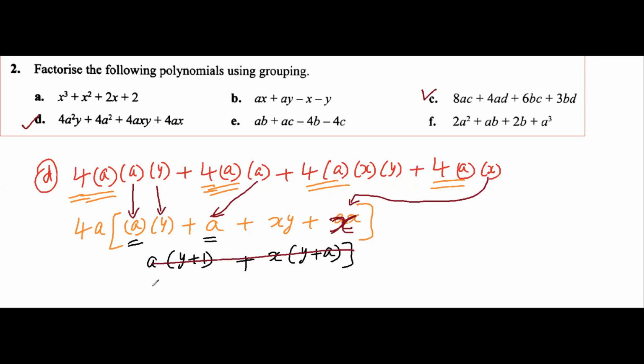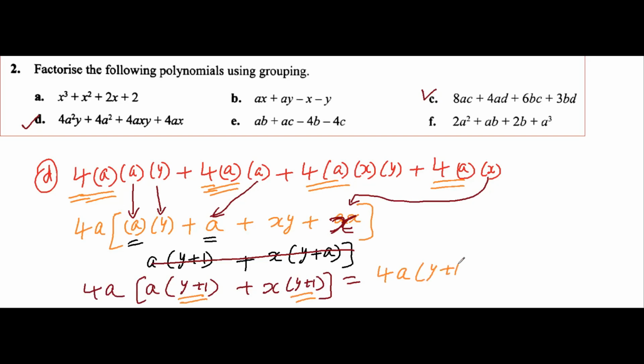Okay. See, now I am taking a common from here. I will get y plus 1. And from here I can take x common. I will get y plus 1. This 4a will be out only. It's already outside. Now from here you can see y plus 1 is common. So you can take y plus 1 as common, and then you'll get x plus y. So this is the final factorization of that. Got it?